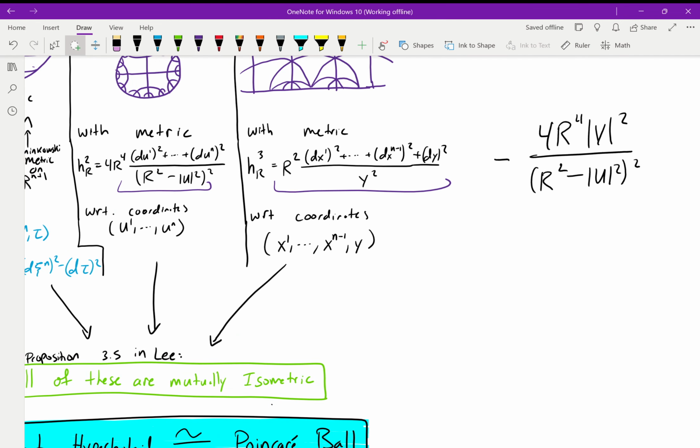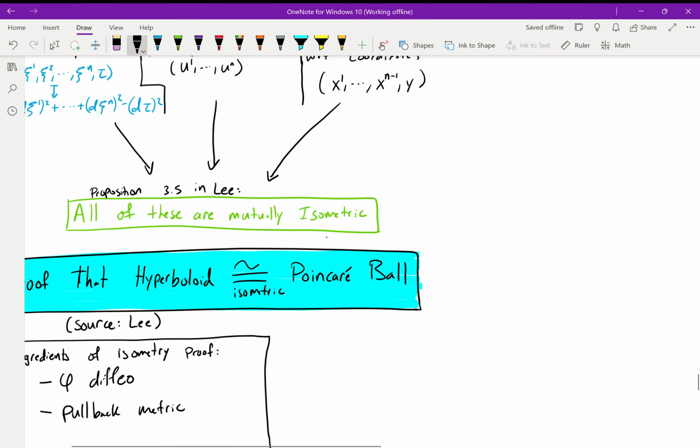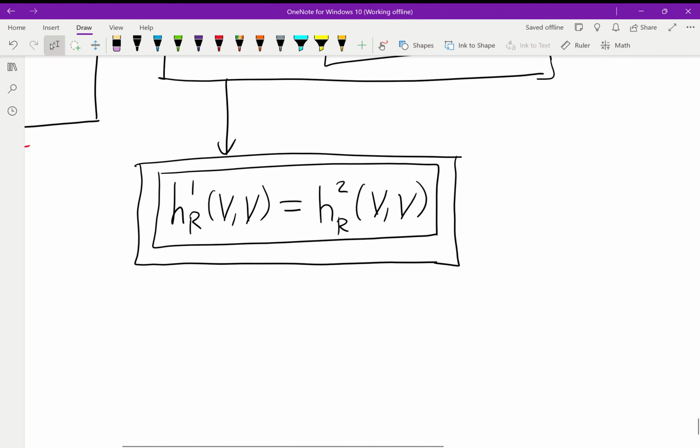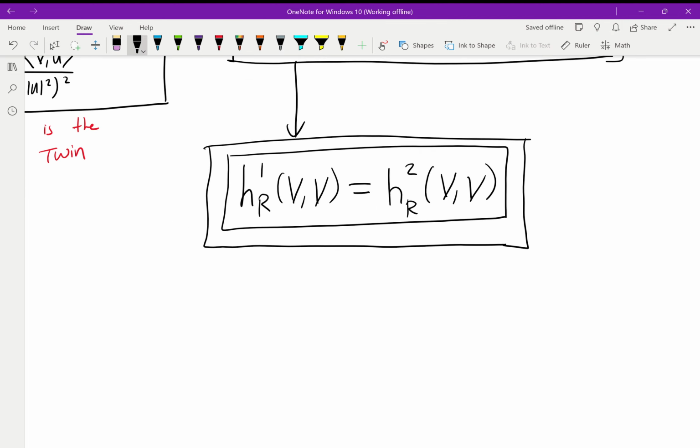So anyway, let's see. We have a 4. We have an R to the 4th. We have this thing in the denominator matching this thing in the denominator. This thing right here looks suspiciously like the dot product. So does this thing. And so that would tell us then that that computation right there isn't just some sort of thing multiplied by the metric here. It really is the same metric. So we have that these two are in fact the same metric, hence they are isometric.